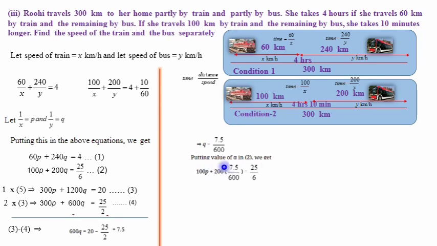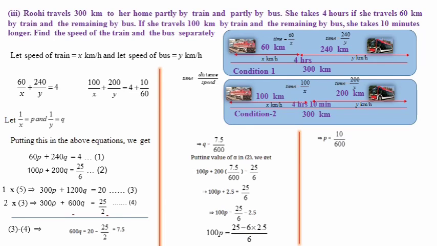Next, putting this value in equation number 2, we get 100p plus 200 into 7.5 by 600 equal to 25 by 6. Calculating, 100p plus 2.5 is equal to 25 by 6. Then 100p is equal to 25 by 6 minus 2.5, which is 2.5 divided by 6 here. Finally the answer becomes p is equal to 10 divided by 600.